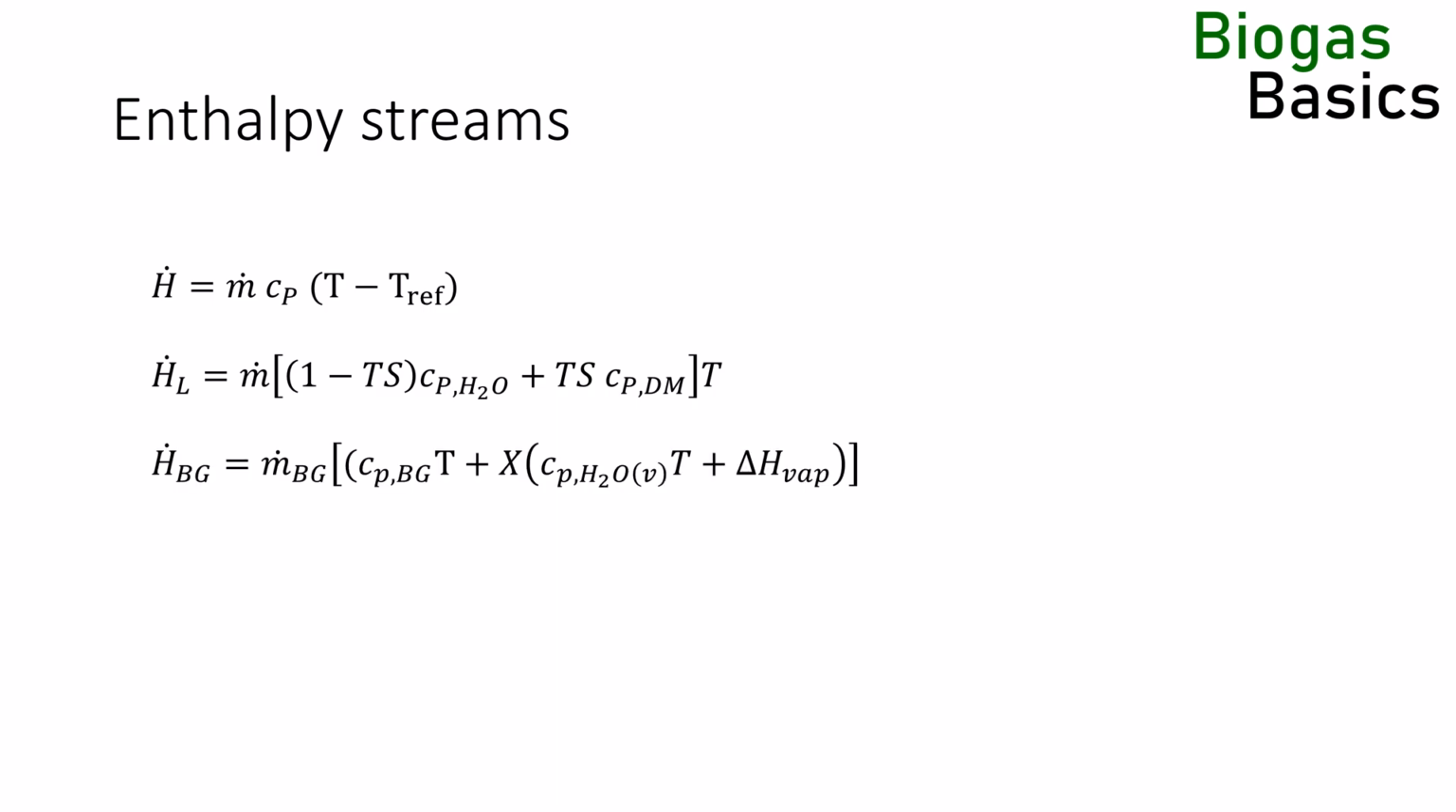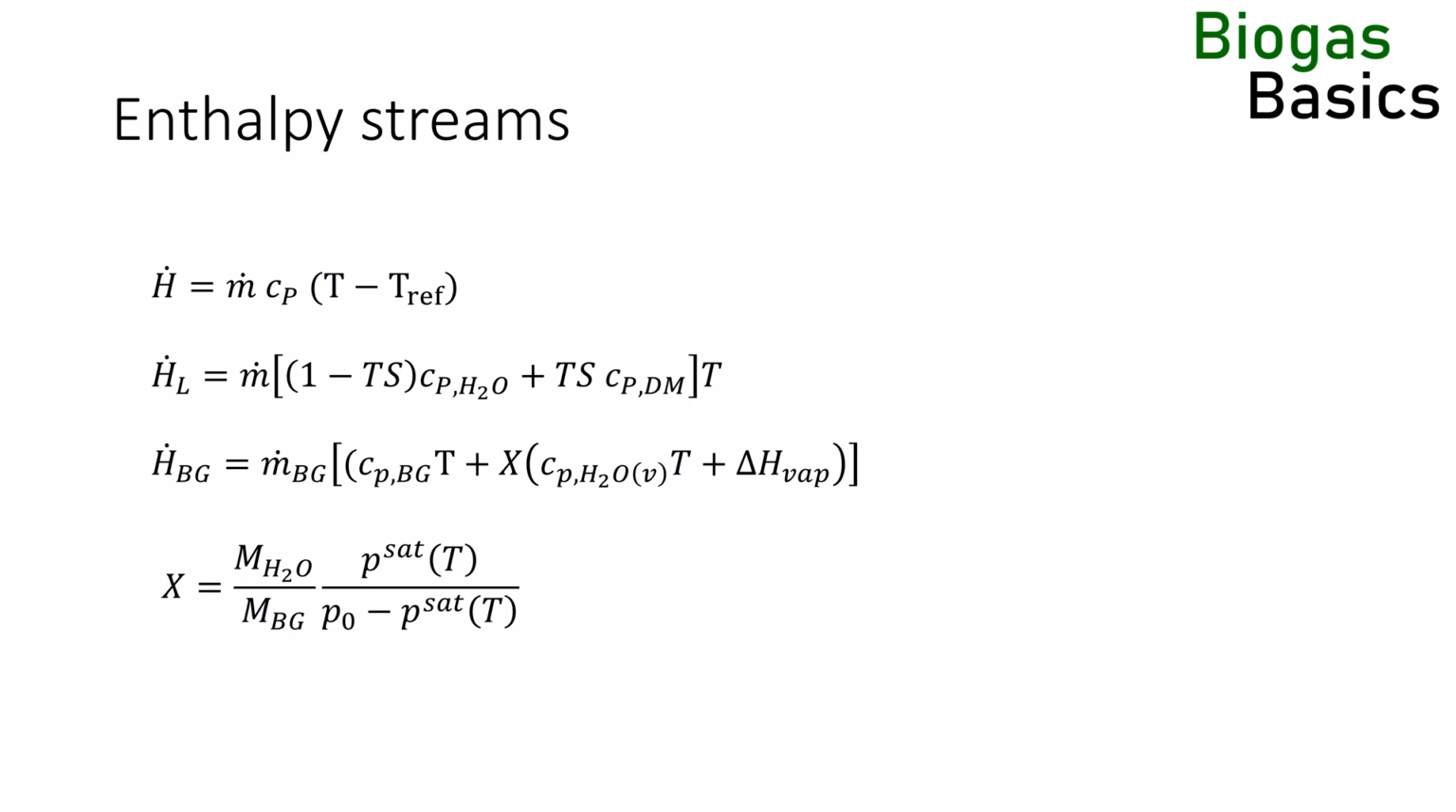Here, we need to take the heat of evaporation into account. When it leaves the digester, biogas is saturated with water vapor. The evaporation of water will cool the digester. The enthalpy is the mass flow of the dry biogas times its heat capacity, times the temperature, plus the water loading X, times the sensible heat term, heat capacity of water vapor, times temperature, plus the latent heat term, heat of evaporation. The water loading is the mass of water vapor per mass of dry biogas.